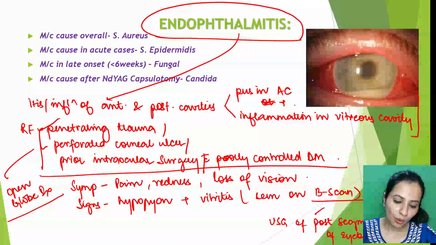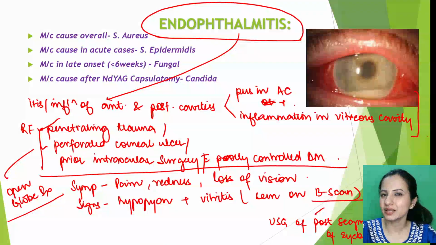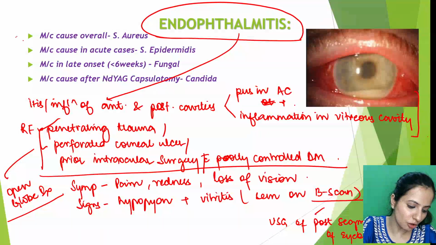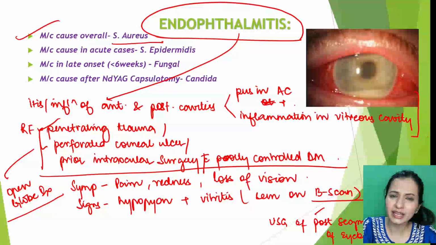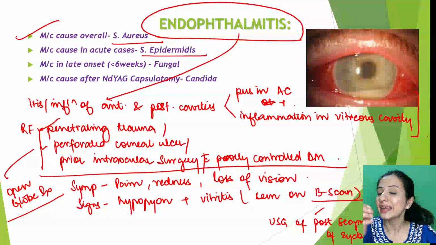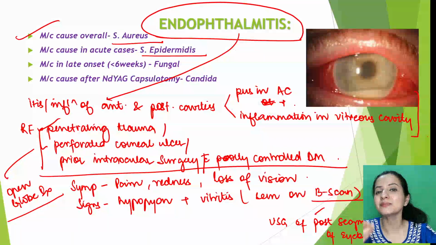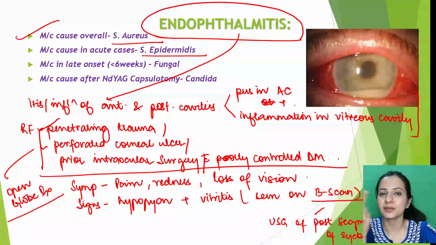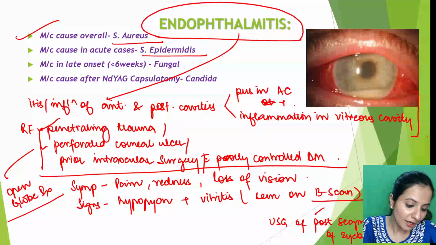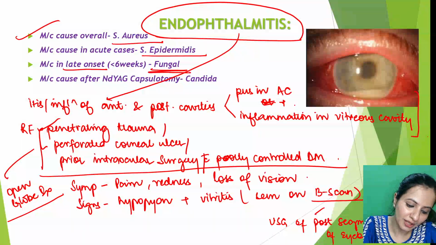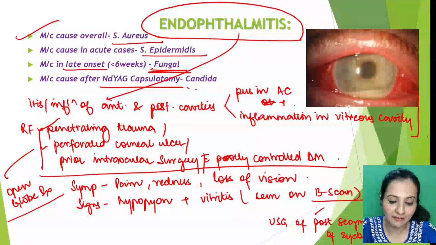Okay, now another thing, आपको endophthalmitis के causes पता होने चाहिए. Causes, most common is your Staph aureus. Acute cases में Staph epidermidis. Just remember one thing, endophthalmitis में infection का क्या source होगा? आँख के आसपास. So what do we have? We have staph there. लेट ऑनसेट में हमेशा हमारा फंगल होता है और एंडिया कैप्सुलोटमी के बाद we have Candida.